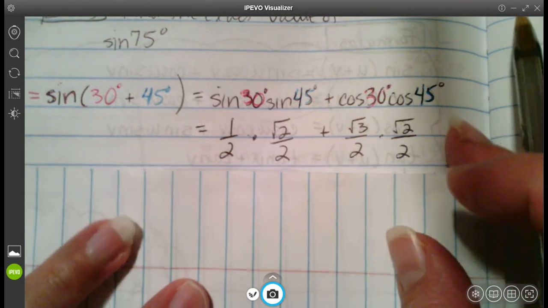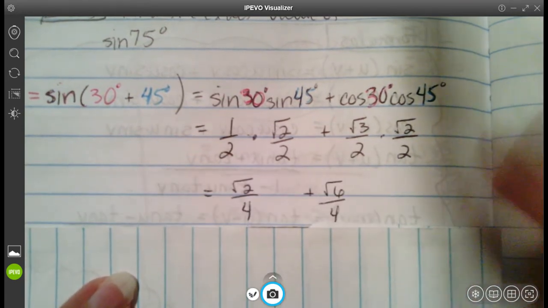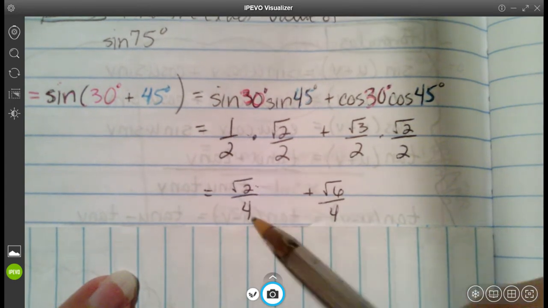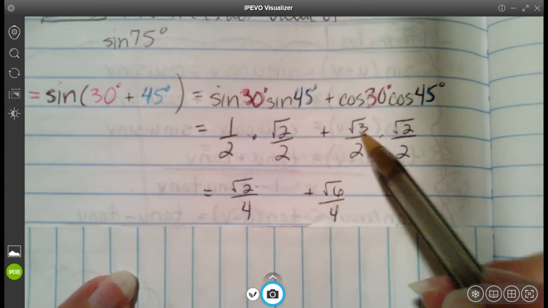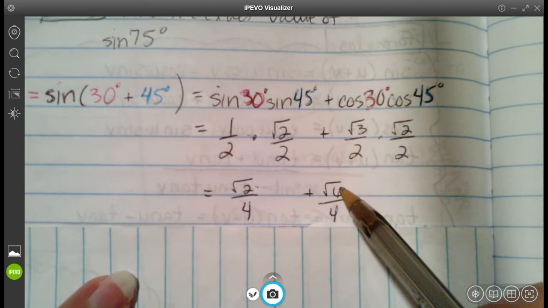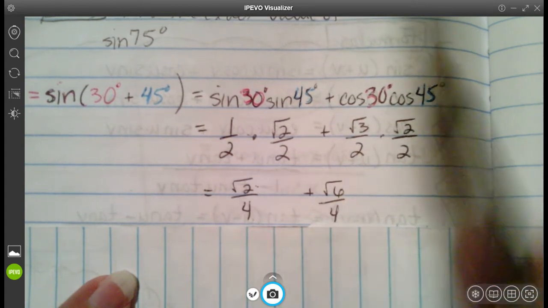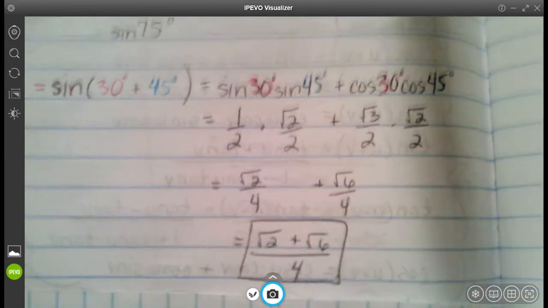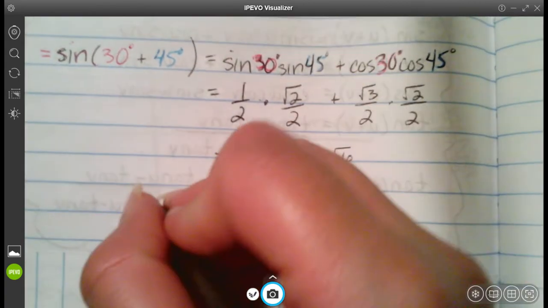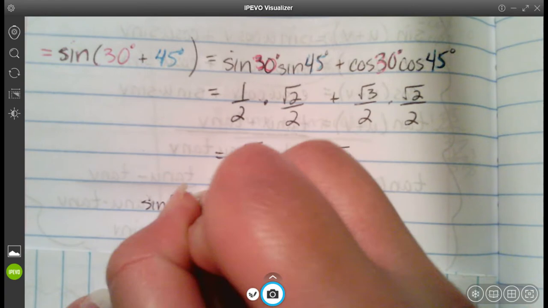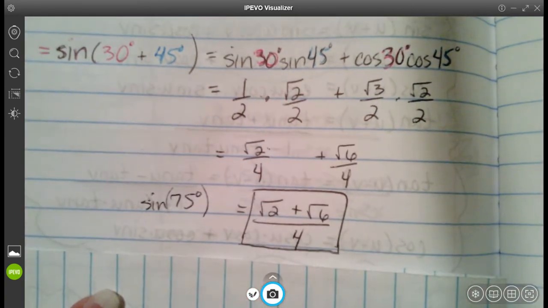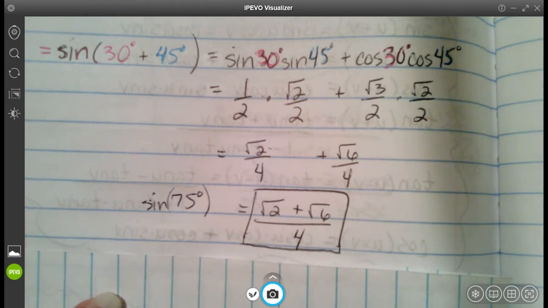We multiply everything out and we get the same thing because 1 times square root of 2 is square root of 2. 2 times 2 is 4. Square root of 3 times square root of 2 is square root of 6. 2 times 2 is 4, which means we have the same answer as the previous one. So this is equal to sine of 75 degrees. Pretty okay, I think. Not too bad.